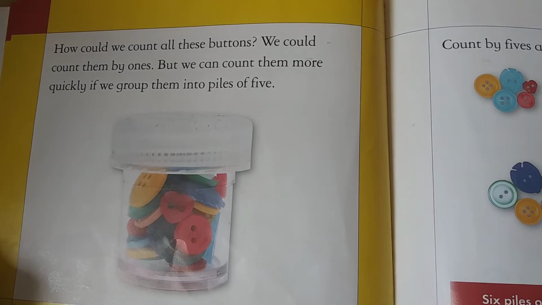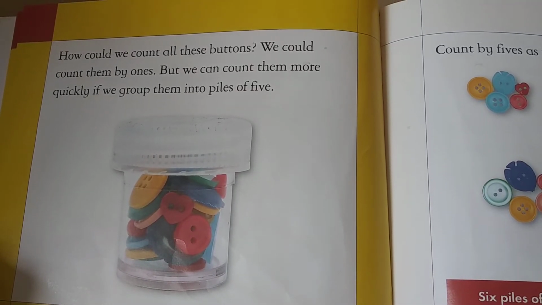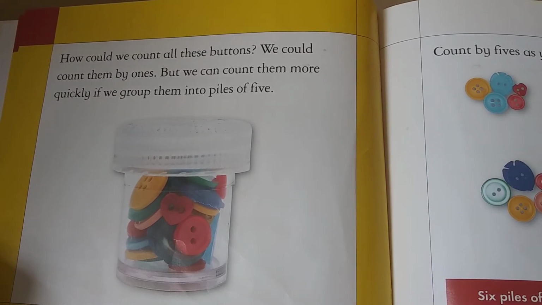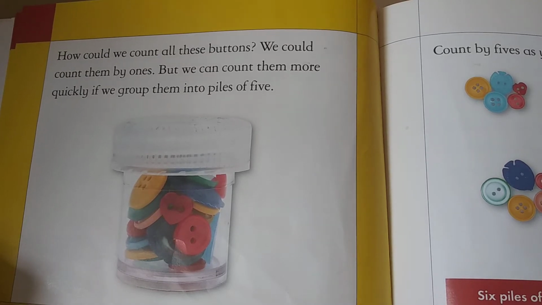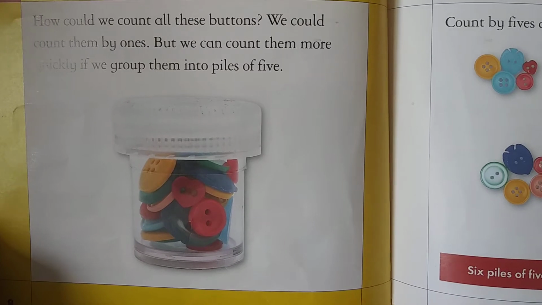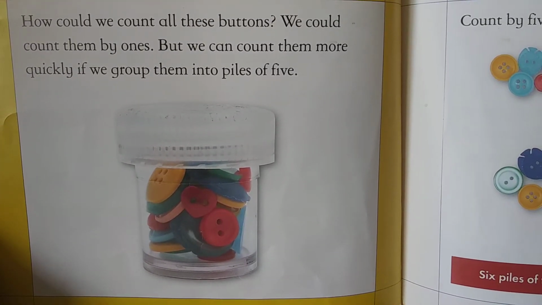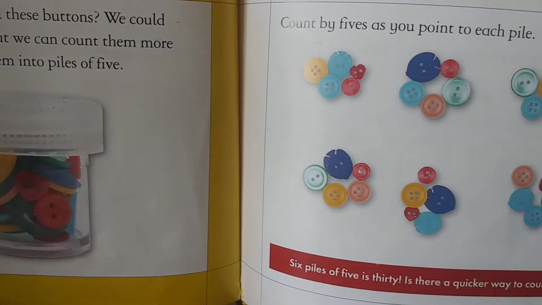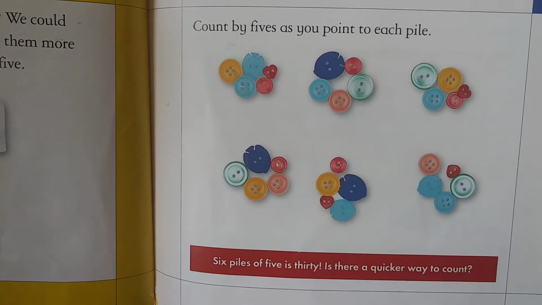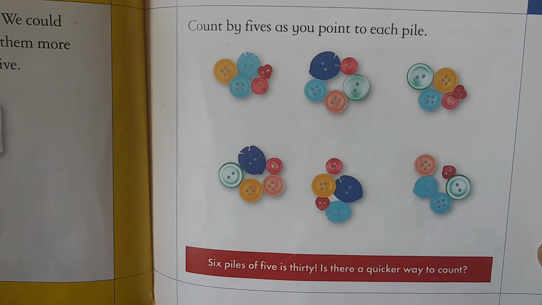How could we count all these buttons? We could count them by ones, but we can count them more quickly if we group them into piles of 5. Count by fives as you point to each pile. 6 piles of 5 is 30. Is there a quicker way to count?